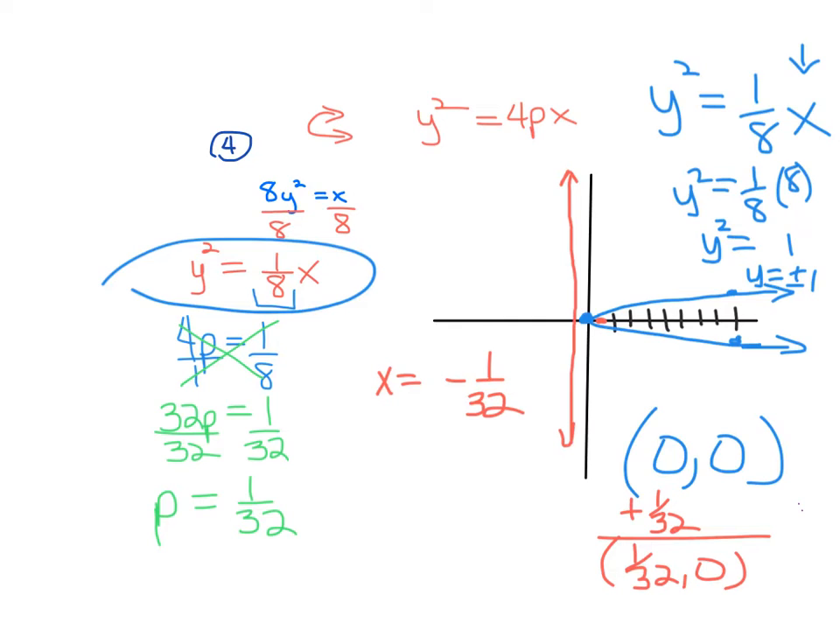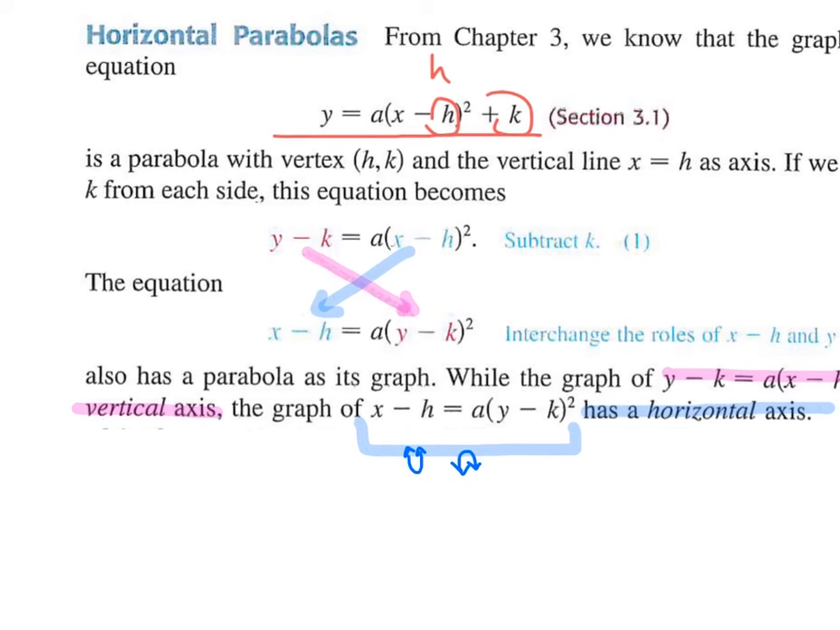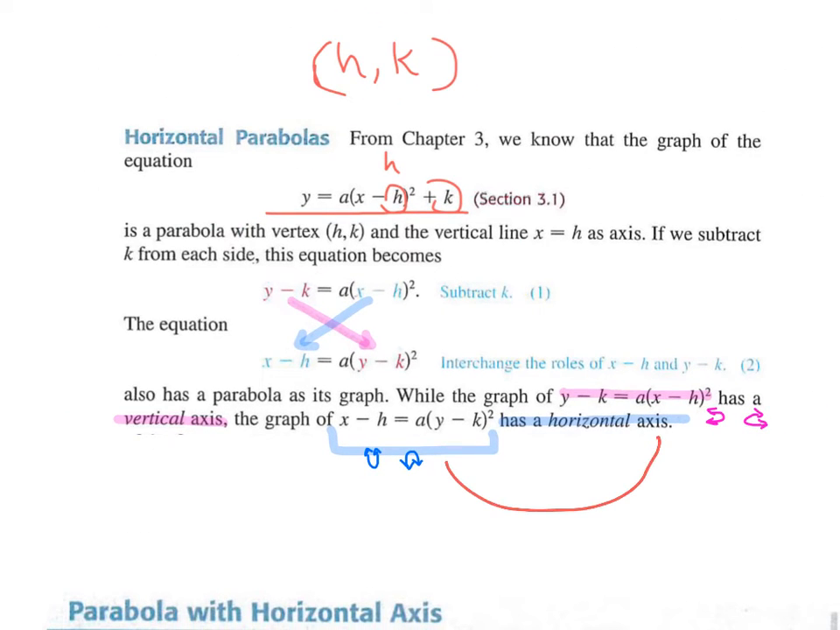Let's do a couple of examples where we move the vertex this time. We're going to bring back h and k from chapter 3. So if you recall from chapter 3, remember when your parabola was in this form, the h was the x of the vertex and the k is the y of the vertex. So in our parabolas now, we're going to see it in one of these two forms. The h is always with x, the k is always with y.